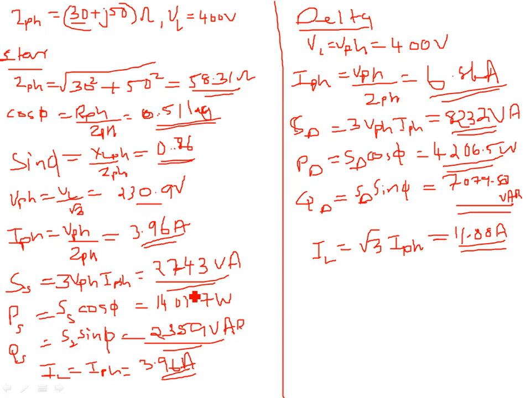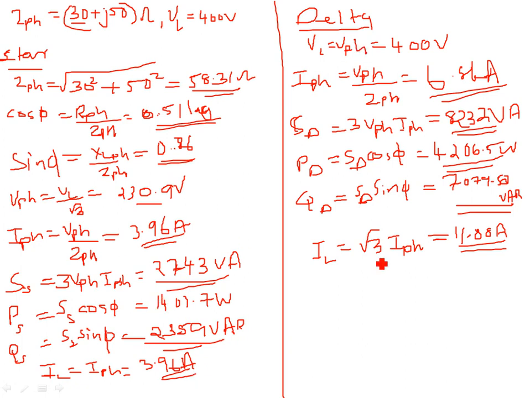Now, coming to active power. Active power is apparent power into cosine. Apparent power is S and cosine is given as 0.51. That gives 1401.7 watt. Now, coming to reactive power. Reactive power is apparent power into sine phi. That gives 2359 VAR. Now, in the case of star connection, line current is equal to phase current. That is equal to 3.96 ampere.